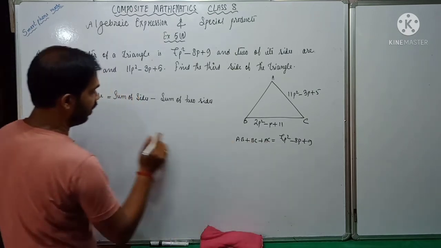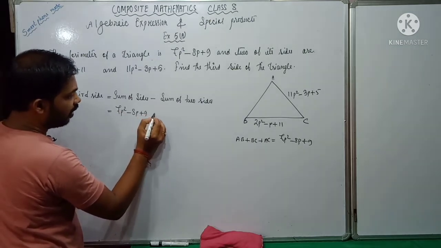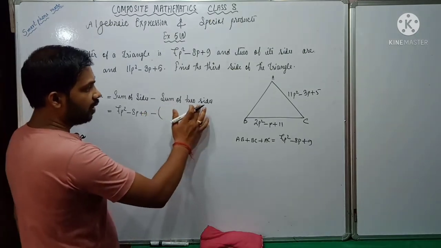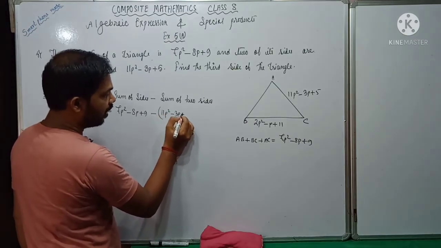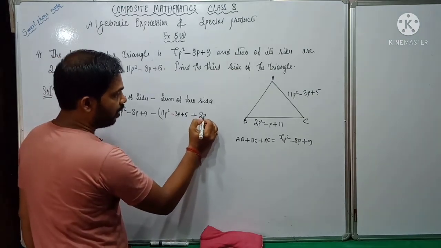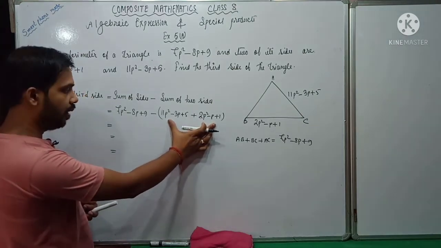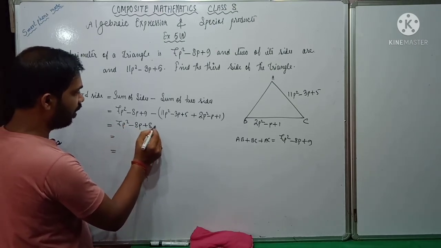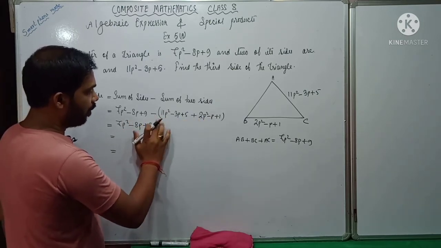Now what is the sum of sides? You know, this is the sum of sides, so we'll put here 7p square minus 8p plus 9 minus, you see the minus sign is here, so I have to put a bracket. Now the sum of two sides means you have to add these two sides, so it is 11p square minus 3p plus 5 and add 2p square minus p plus 1, but before subtracting I will solve the bracket part first.